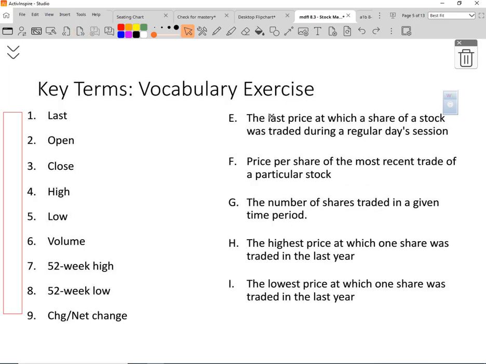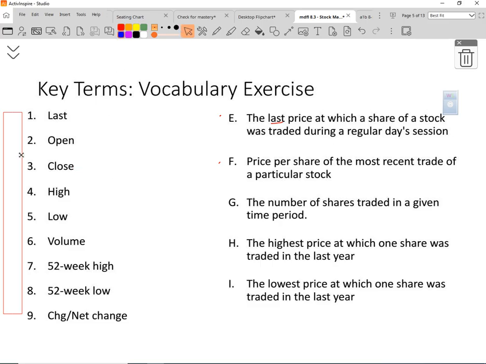Same 9 terms, but now we have 5 different definitions. E and F are a little bit confusing. So you see the last price here, so you think it's going to be the last. That is the terminology. But actually it is not the last, it is the close. The last price at which a share of stock was traded during a regular day session is the close.